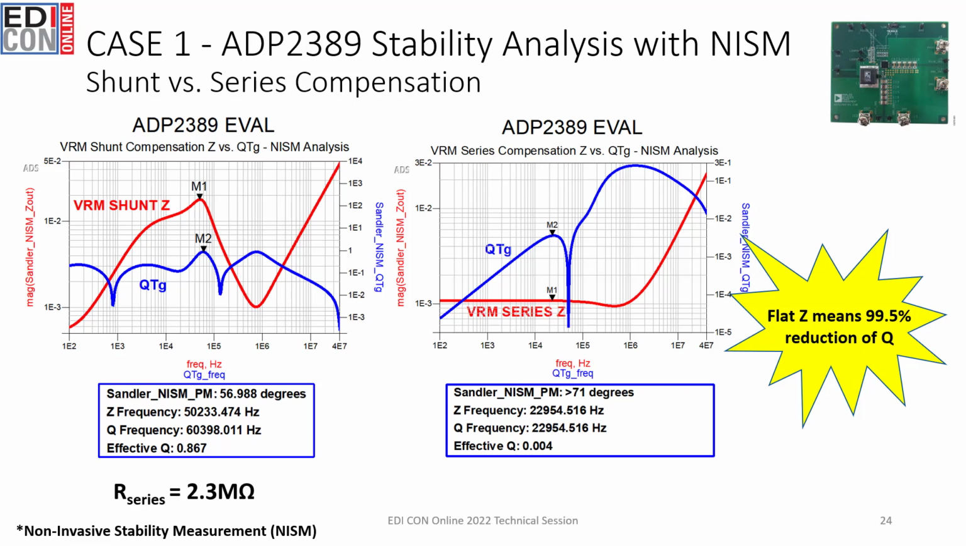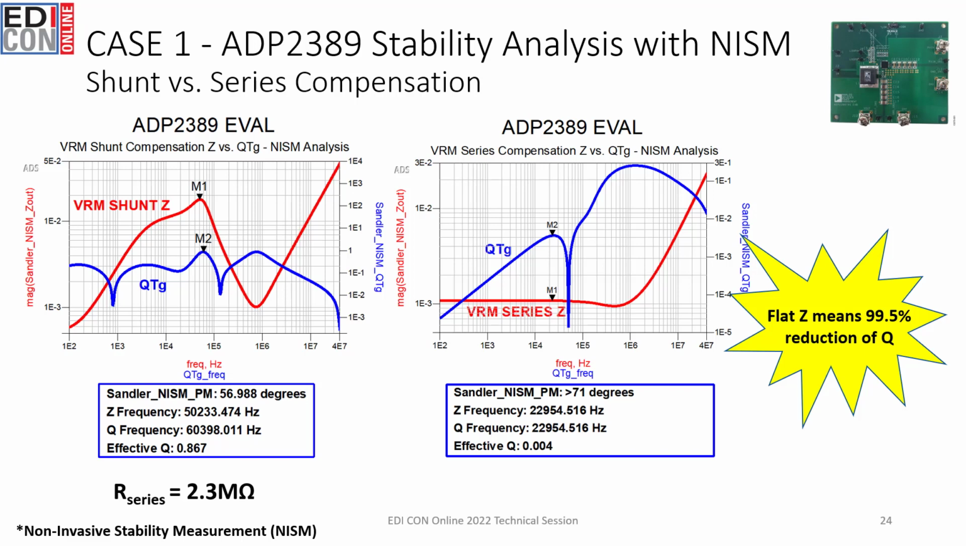Here we have the output impedance result for the same VRM, and we're looking at it using non-invasive stability measurement, or NISM. NISM can be used to determine the phase margin or stability margin from an output impedance simulation in ADS. NISM can also be used on almost all the VNAs today when measuring output impedance. From NISM, we see that there is an improvement in phase margin and a significant reduction in the Q, or quality factor, between the two different designs, shunt and series compensation.